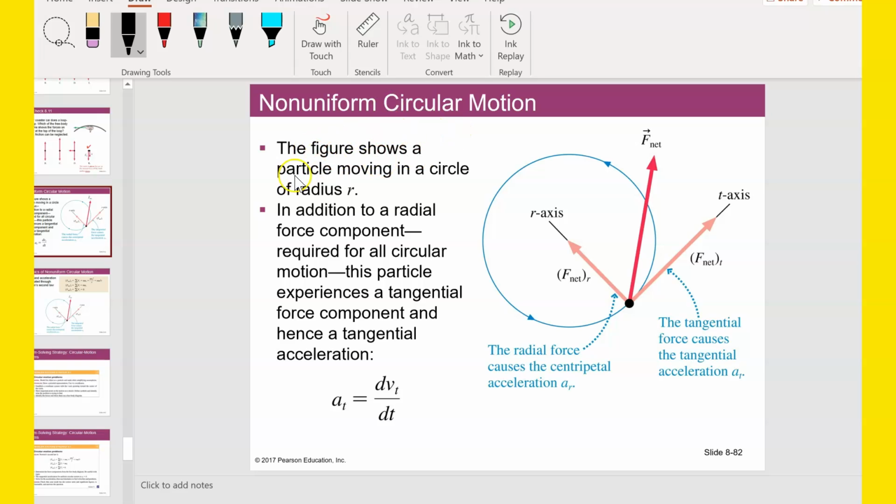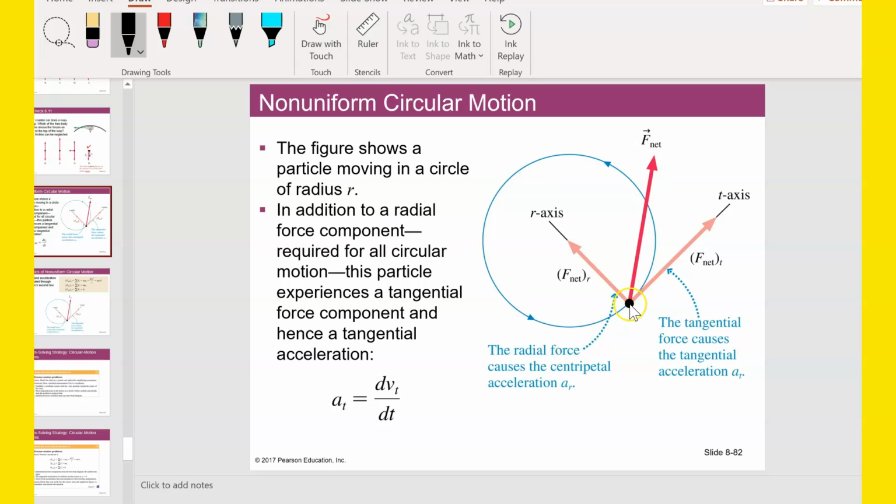Non-uniform circular motion. The figure shows a particle moving in a circle of radius r in addition to a radial force component required for all circular motion. This particle experiences also a tangential force component and hence a tangential acceleration. So this thing is not going a steady speed around the circle. It is either speeding up or slowing down as it goes around the circle. That means it has to have a tangential acceleration as well. A tangential acceleration that's either speeding it up or a tangential acceleration that's slowing it down.